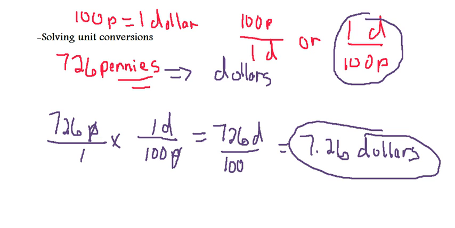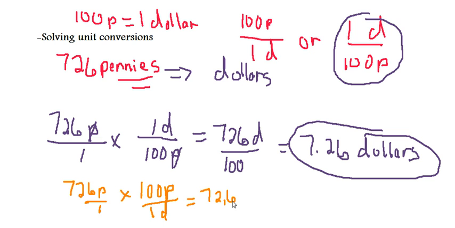Well, real quick, what would have happened if instead I wrote $1 over 100 pennies? What if I said I'm multiplying this 726 pennies by 100 pennies over $1? Well, what's going to happen here is the pennies in the top is not going to cancel with the pennies in the bottom. The pennies are actually going to be multiplied by each other, the penny times the penny. So this is actually going to give me 72,600 pennies squared over dollar. And that unit, penny squared over dollar, doesn't make any sense.